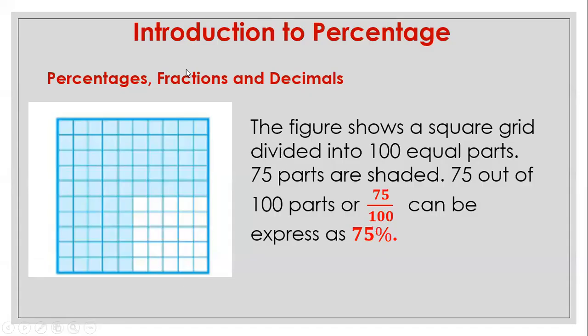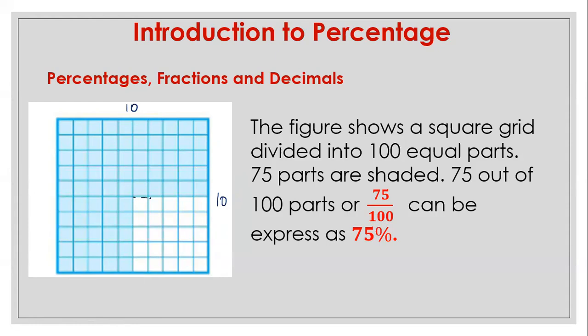Now, in order to know what percentage is, this figure shows a square grid divided into 100 equal parts. As you can see, 10 parts to the right, 10 parts going down. So you have 10 times 10 here, as simple as that. 10 squares times 10 squares in total is 100 squares. And the shaded part with the blue color is 75 blocks. How can you explain that?